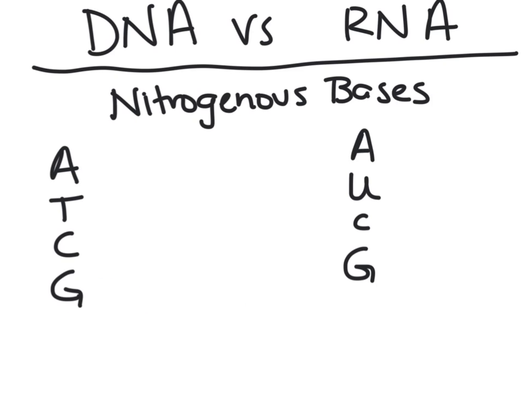If we look at the nitrogenous bases in DNA versus RNA, DNA has adenine, thymine, cytosine, and guanine. Adenine and thymine join together, cytosine and guanine join together. In the case of RNA, however, the thymine is now going to be replaced by uracil. So we have adenine, uracil, cytosine, and guanine. So where there's an A, it will match up to U in RNA, and C and G will still be together.